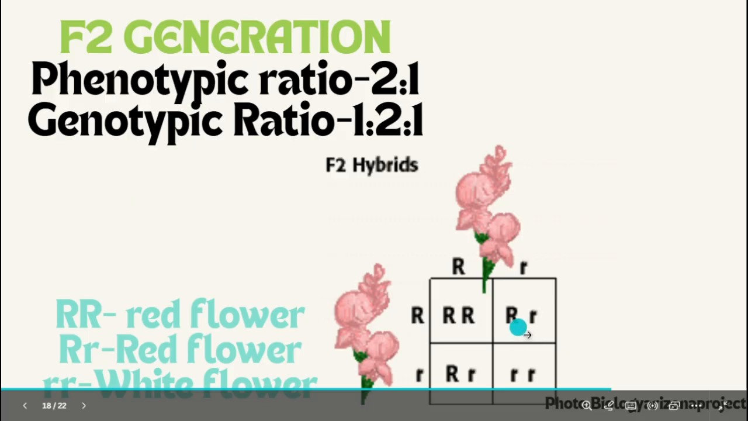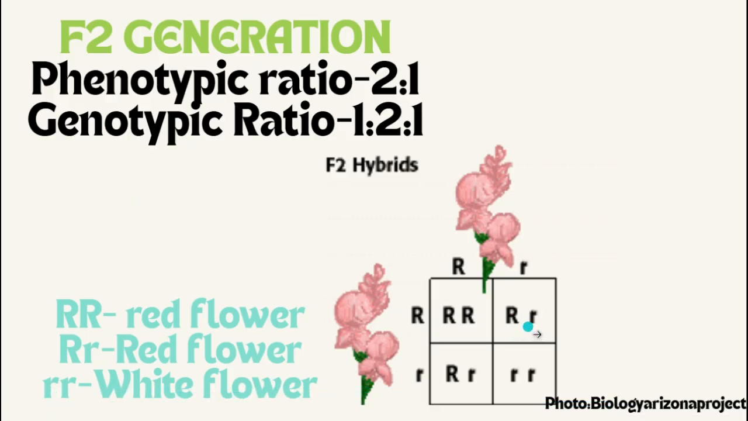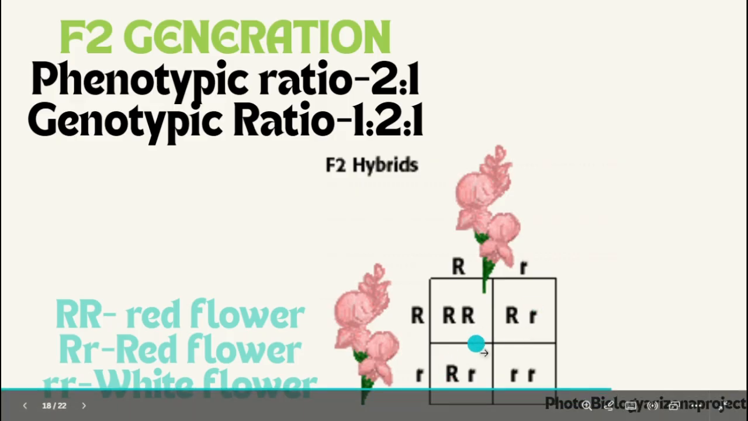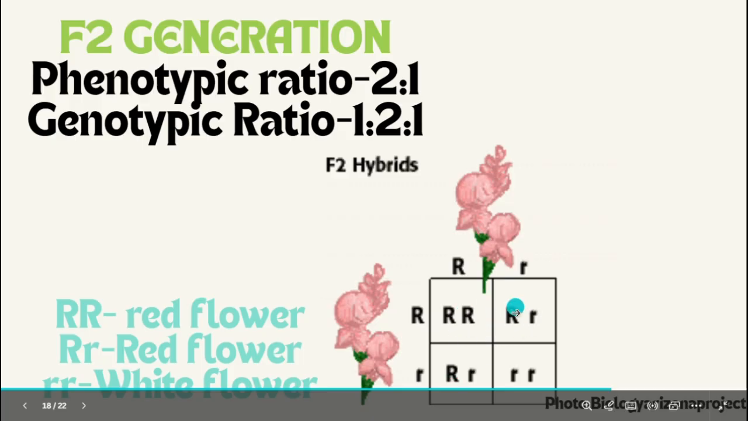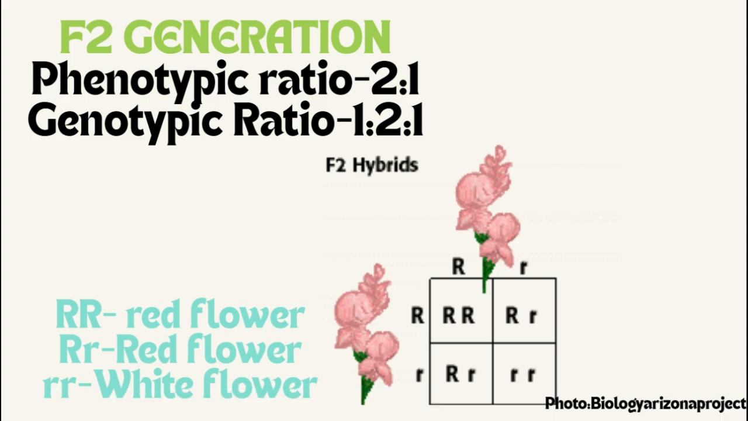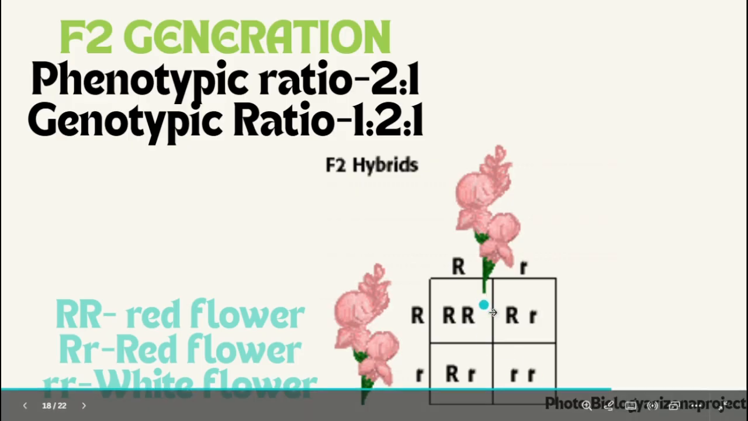So that's 50% for the genotype big R, little r, and the phenotype is going to be red flowers, right? And then the last one is going to be little r, which is recessive, and it's going to go for white flowers. So at the end of the day, we have one, two, three. We have three red flowers, and we have one white flower, right? So 3 to 1, right?